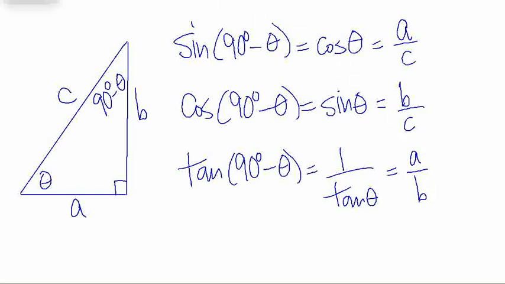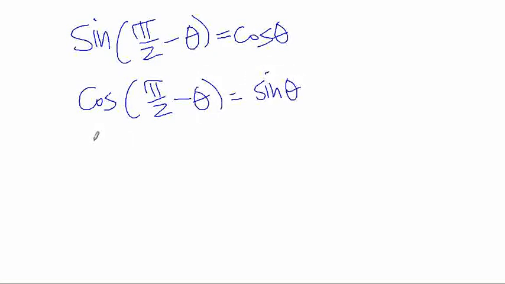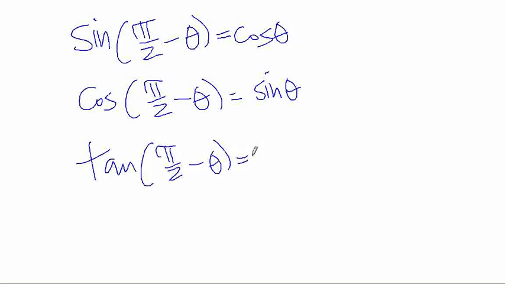Now, for the sake of completeness, let me write the same identities in radians. So the sine of pi over 2 minus theta is equal to the cosine of theta. The cosine of pi over 2 minus theta is equal to the sine of theta. And the tangent of pi over 2 minus theta is equal to the reciprocal of the tangent of theta.